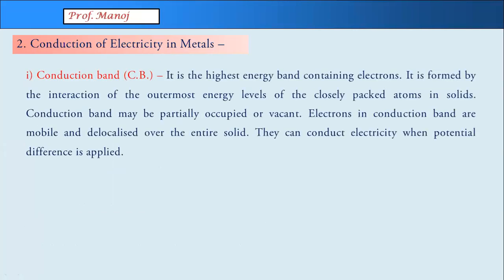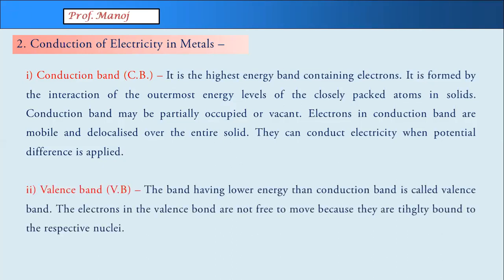Let us take up the conduction band. The conduction band will be the highest energy band, and it is formed by the outermost orbitals. The conduction band may be partially occupied, partially vacant, or completely vacant also. Electrons in the conduction band are mobile. They can move over the entire solid, and they can conduct electricity when a potential difference is applied.